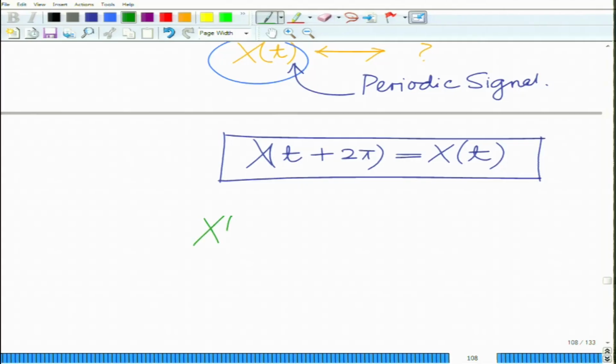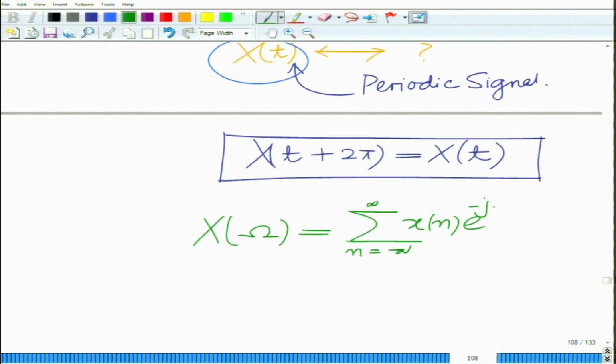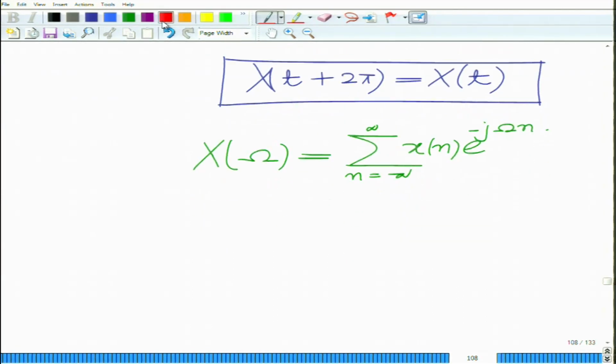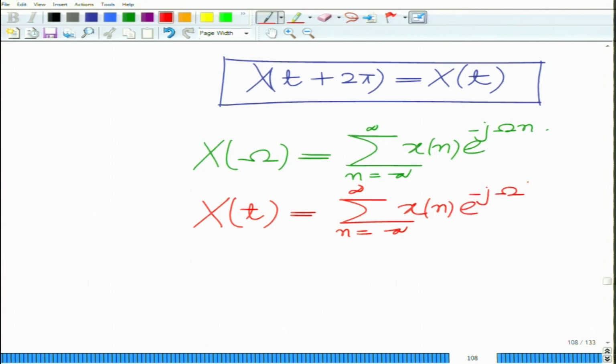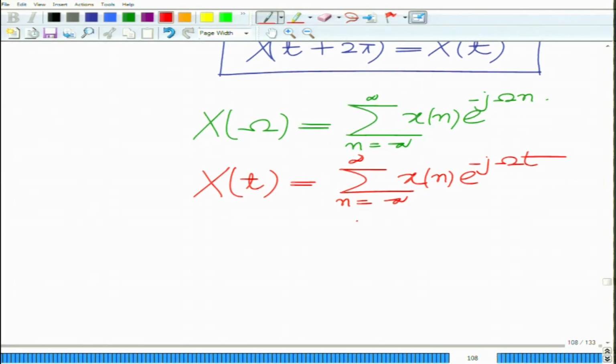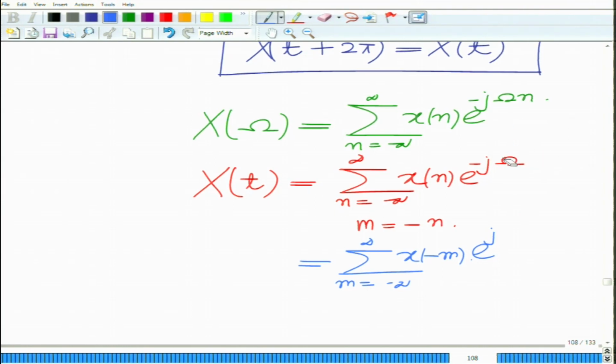If you look at X of omega, we have X of omega equals summation n equals minus infinity to infinity x of n e raised to minus j omega n, which means now if you replace omega by t, we have X of t equals summation n equals minus infinity to infinity x of n e raised to minus j n t. If you replace minus n by m, then you have summation m equals minus infinity to infinity x of minus m e raised to j m t.